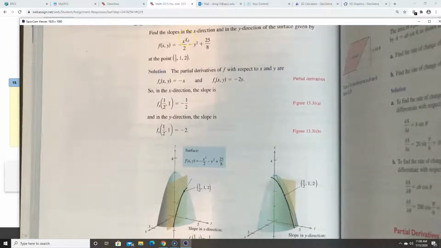So the derivative of this will be 0 because this is treated as a constant. And so this will be 0, the derivative of this will be 0, and the derivative of this, you just bring down the 2, it'll be negative 2y to the first power, right here. Now, if you want to know the slope at this point in the y direction, then you plug in the 1/2 comma 1, because that's all this is a function of, x and y. The third variable, z, is the mapping value, the range value.